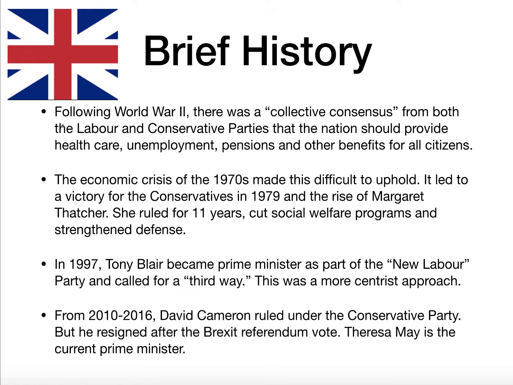Then in the 1970s, an economic crisis made it difficult for them to follow through on those commitments. And at the end of the decade, the Conservative Party came to power in 1979, and that led to Thatcherism. Margaret Thatcher, who is kind of considered the equivalent of Ronald Reagan in the United States, tried to balance the budget, she cut programs, and she strengthened defense.